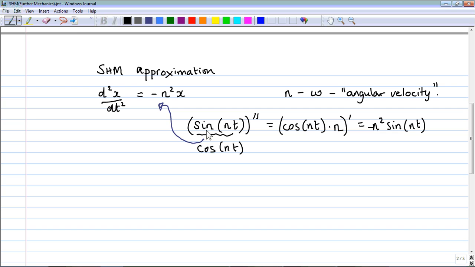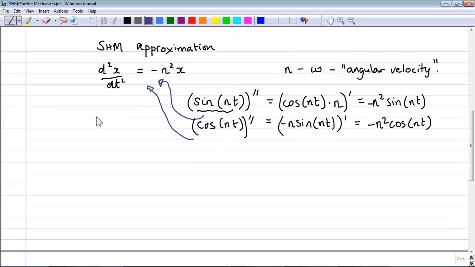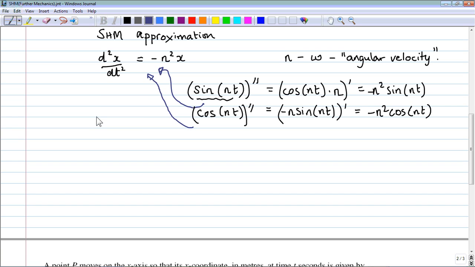And interestingly, cosine nt also solves it, as I'll verify now. The first derivative gives me minus n sine nt. Differentiating again, the second derivative gives me minus n squared cosine nt. So again we see that minus n squared times the original function is the second derivative of the function, so this is a second possible solution to this equation. So again, if you don't know the theory of second order differential equations, you can at least verify and understand that these two functions are possible solutions.